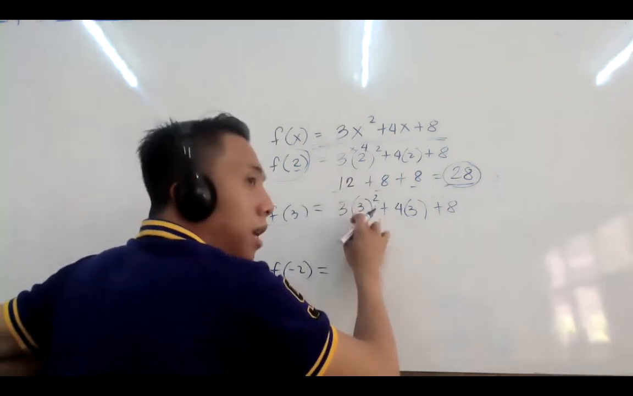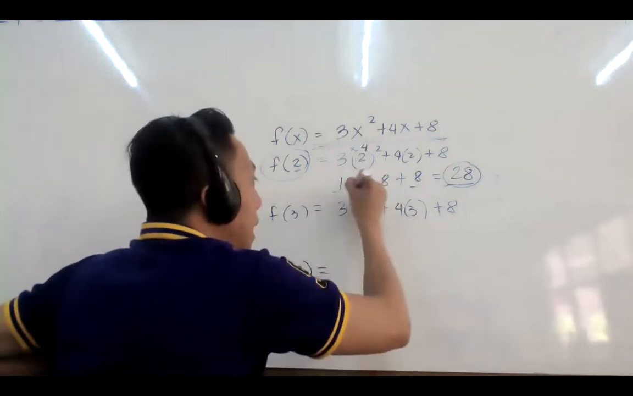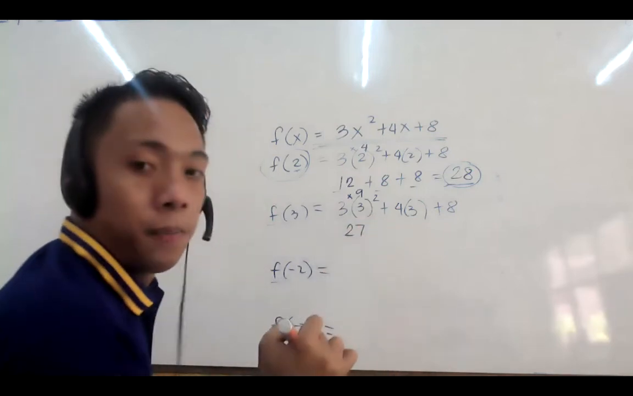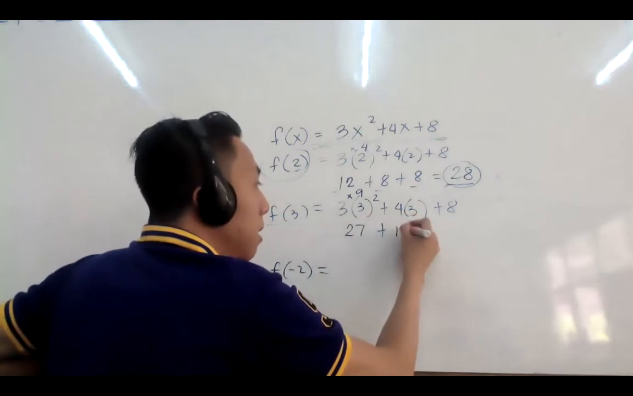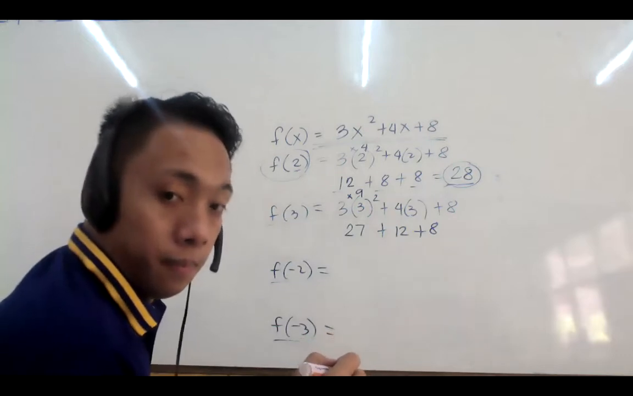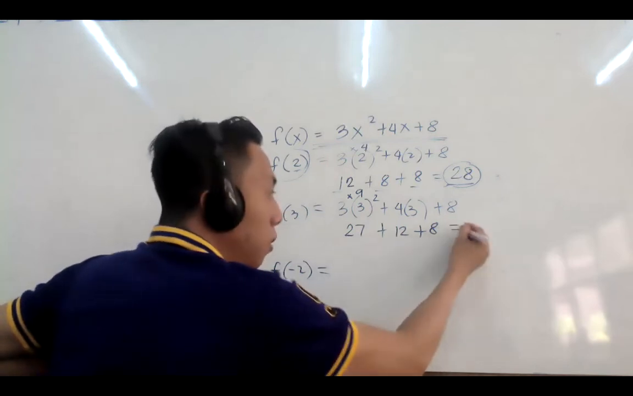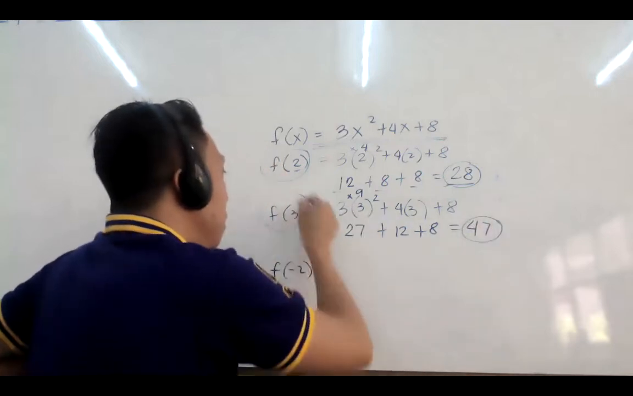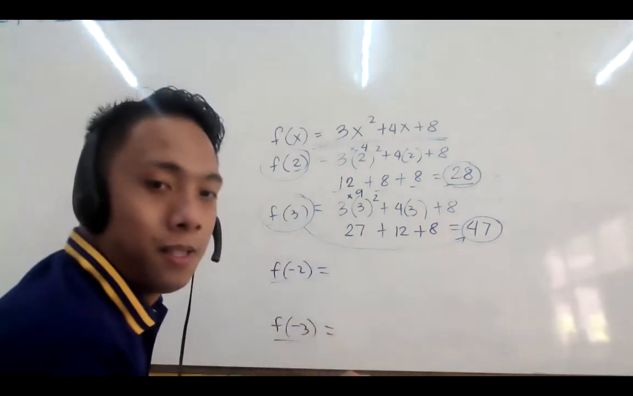So what is 3 squared? 3 squared is 9. Tama? So 9 times 3 is 27. Correct? 27 plus 4 times 3 is 12 plus 8. So 27 plus 12 plus 8 is equal to 47. Okay, so the function of 3 is 47. Super simple, right?